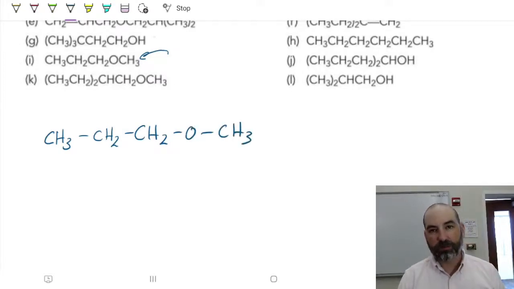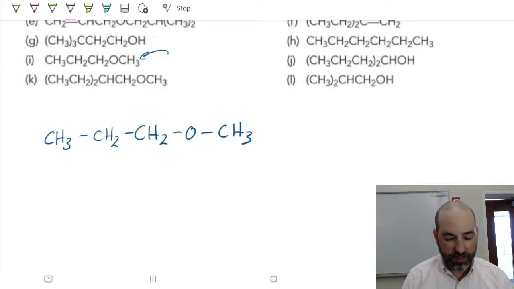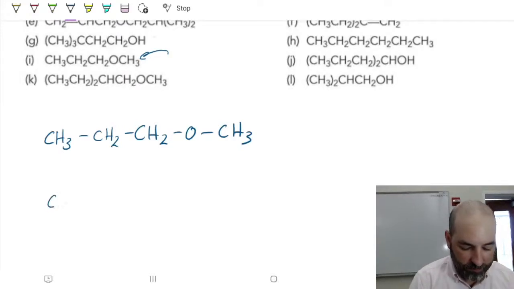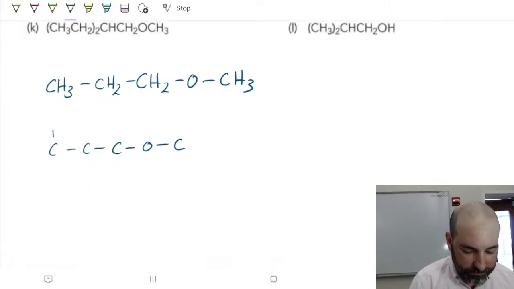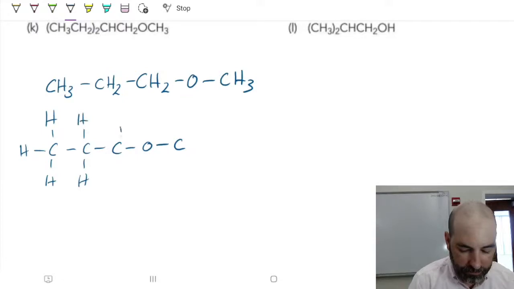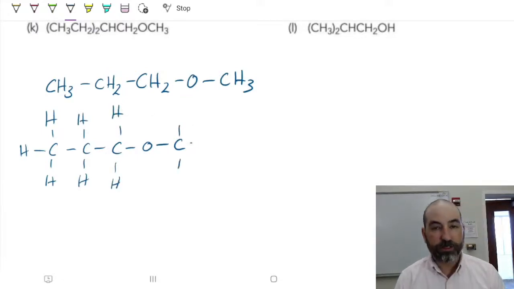And now it becomes a lot easier to make the full Lewis structure by expanding out those hydrogens on each of those atoms. So we can go like this to get our basic structure, and then add in those hydrogen atoms as well. And that's a good Lewis structure for that molecule.